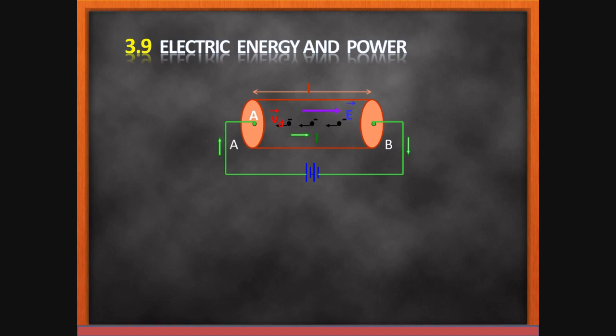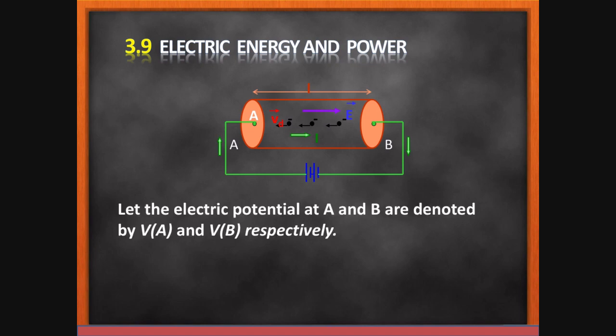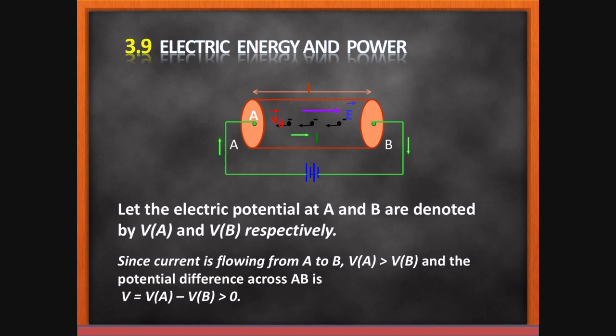Consider two ends A and B, and let the electric potential at A and B be VA and VB. Since current is flowing from A to B, it means A is at high potential, so VA is greater than VB, and this is the important condition for the current to flow from end A to end B. If we reverse it, if VB is more than VA, then current will flow from B to A.